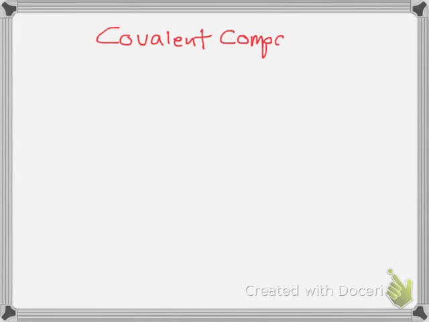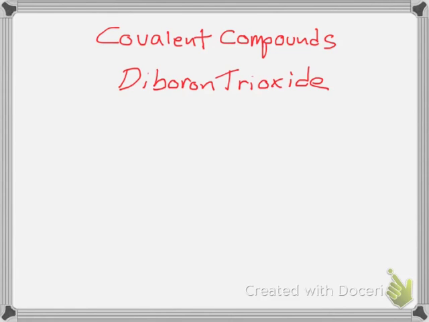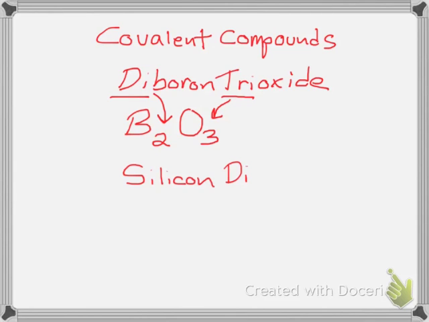Writing the formulas for covalent compounds is pretty easy if you already know the meaning of the prefixes. For example, if you wanted to write the formula for diboron trioxide, you would just notice the di in front of the boron, which would mean there are two borons, and the tri in front of the oxide, which means there are three oxygens.